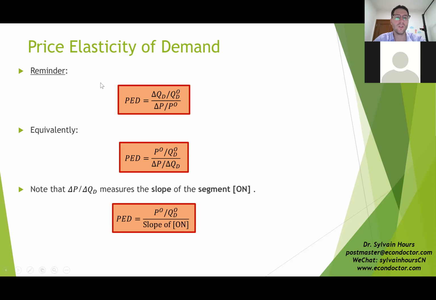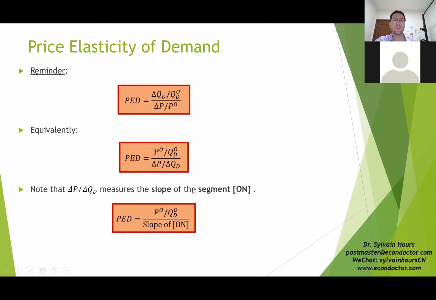Okay. Same thing, you can skip this. This slide is just there to introduce an alternative definition or an alternative formula of the PED that can actually be very useful if your demand curve is a straight line and if you know the slope of your demand curve. If you know the slope of the demand curve, well, in that case, you can simply use this formula to calculate the price elasticity of demand, and it's very, very quick.